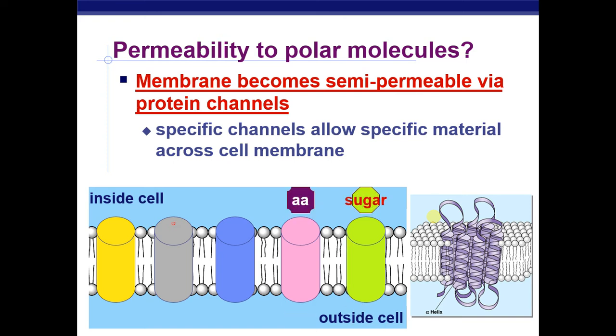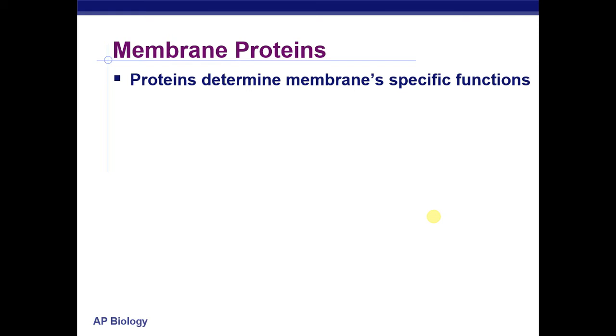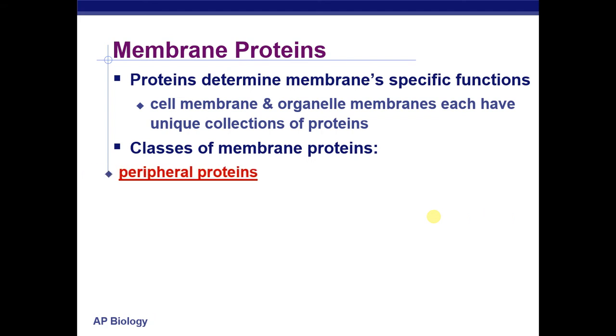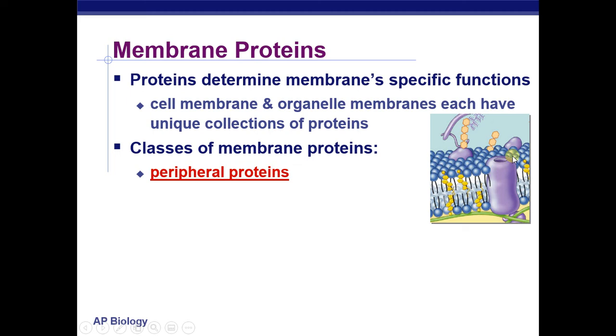So like sugars or some amino acids or water, salts, other waste products can go in or out of the cell when they couldn't naturally get through the plasma membrane. Membrane proteins, like we talked about, determine the membrane's special function. So cell membranes and organelles have unique collections of proteins, and some of them in the cell membrane are called peripheral proteins, like you see over here, that are loosely bound just to the surface of the membrane.